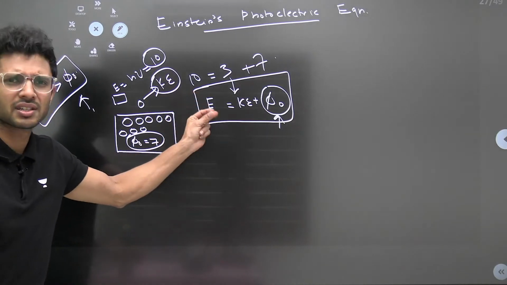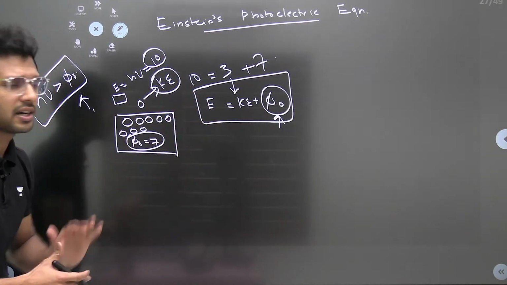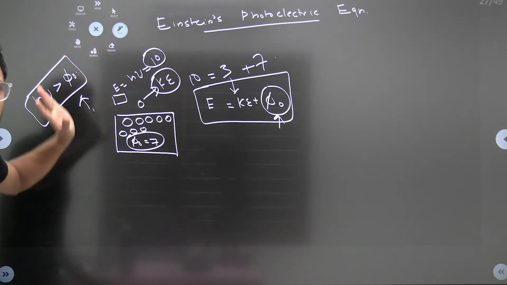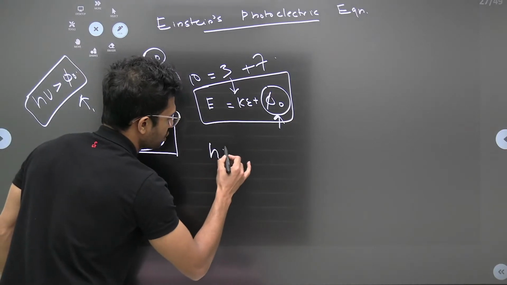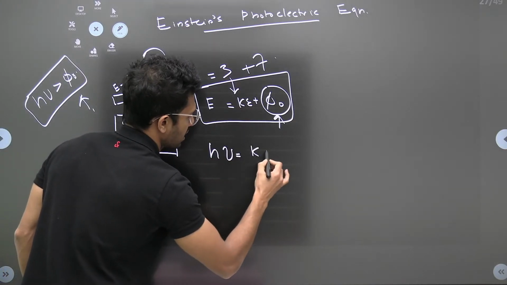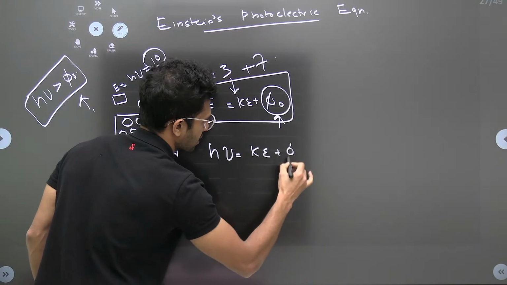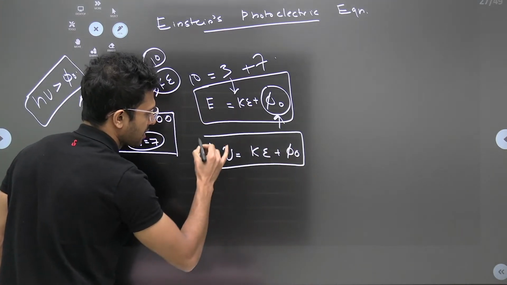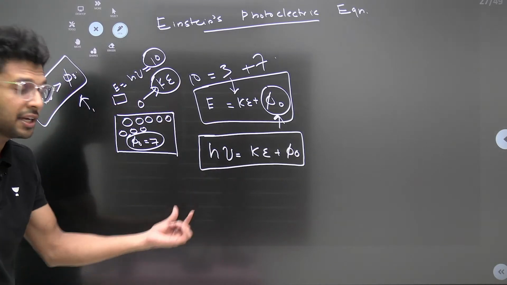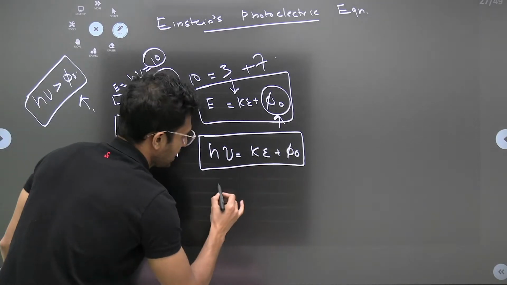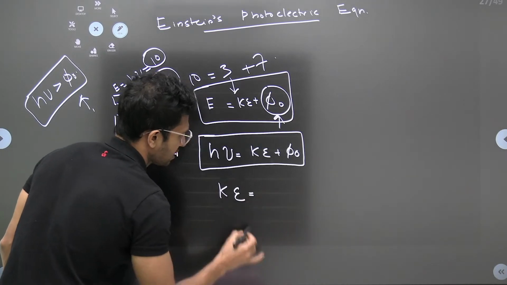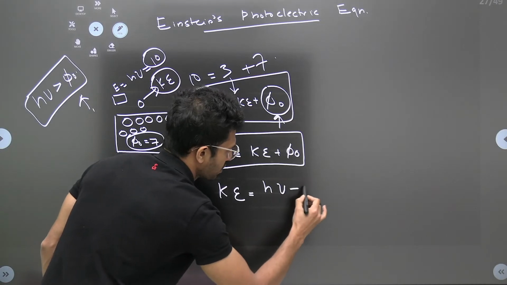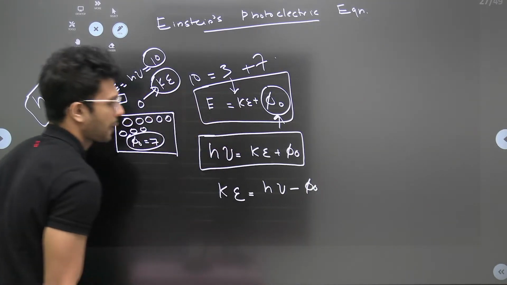Now what we have to do is make some simple substitution. E, the energy of the photon, is h nu. So h nu is equal to KE plus phi naught. Make it as a box. Again, you can rearrange: kinetic energy KE is equal to h nu minus phi naught, with phi naught coming to the left side.